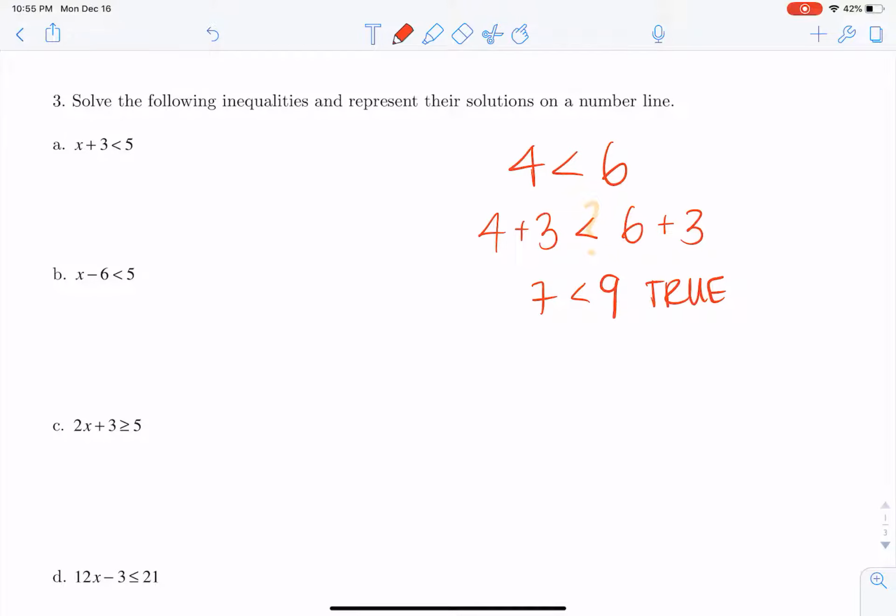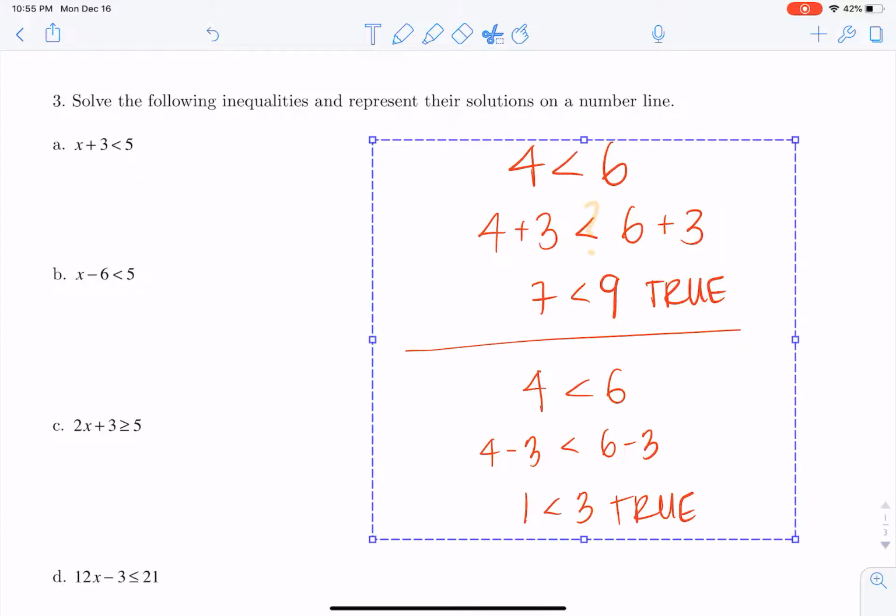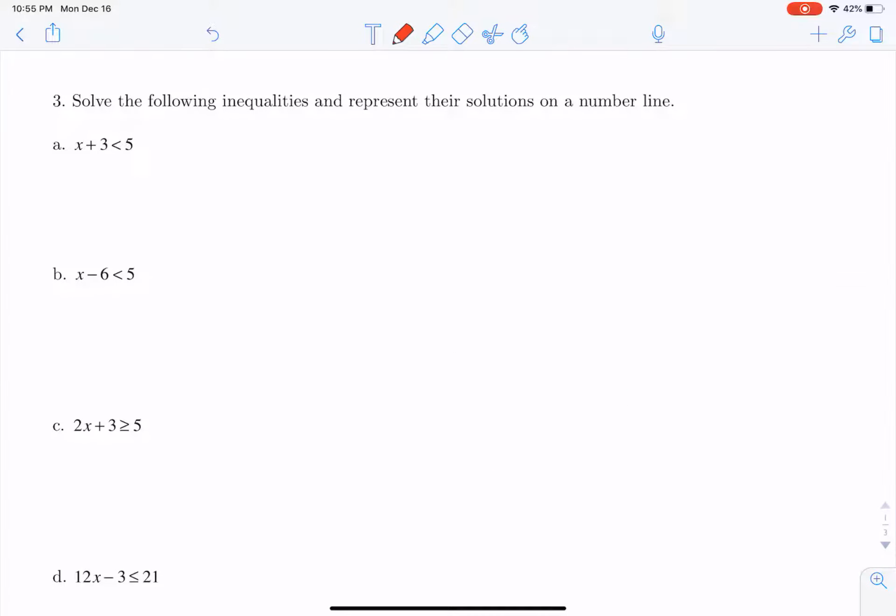We then took that same 4 is less than 6 and we subtracted 3 from both sides. And we said, is this still true when we subtract the same number from both sides? We ended up getting that 1 is less than 3, and this is also true. So as we go forward and solve these problems, I know that I am not breaking any math rules and that I can add and subtract the same number to both sides of an inequality. So that's just a little recap of where some of this is coming from.